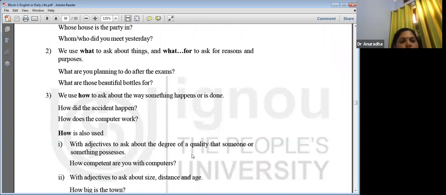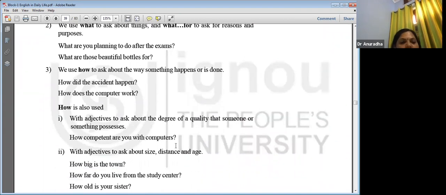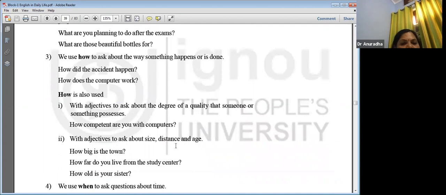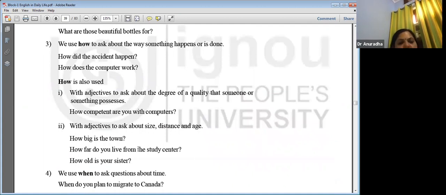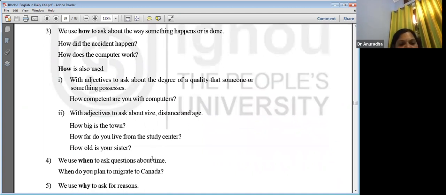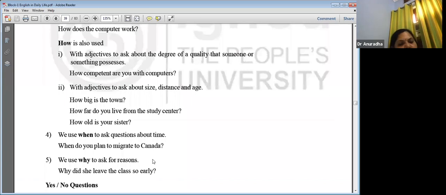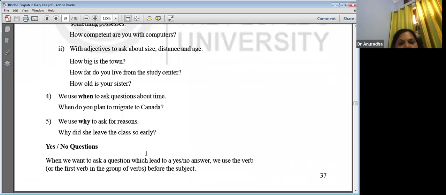We use how to ask about the way something happens or is done. Then how is also used with adjectives to ask about the degrees of a quality that someone or something possesses, with adjectives to ask about size, distance and age. We use when to ask questions about time. For example, when do you plan to migrate to Canada?